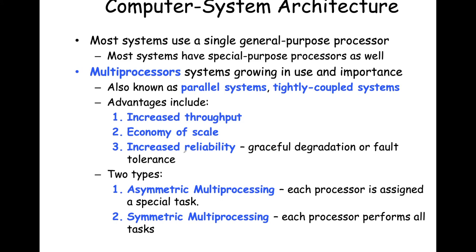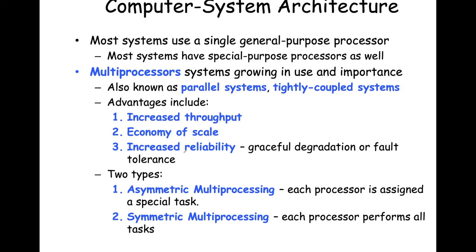let's switch gears here and talk a little bit about computer system architecture. Now, we talked about the von Neumann architecture, but we didn't talk a lot about some of the variations and nuances you can have concerning the CPU. Most systems, or earlier systems, used a single so-called general purpose processor. That was your CPU. Some systems have special purpose processors as well, for certain features or types of computation. And there are so-called multiprocessor systems that are more popular now, also known as parallel systems or tightly coupled systems, that have more than one processor on board.